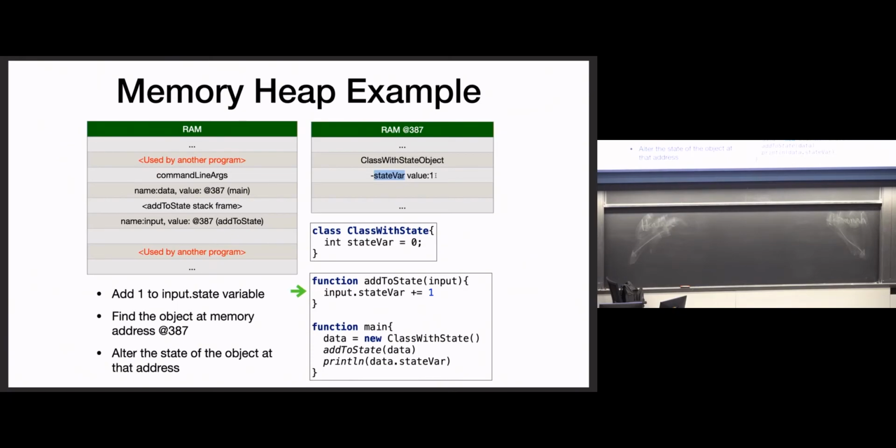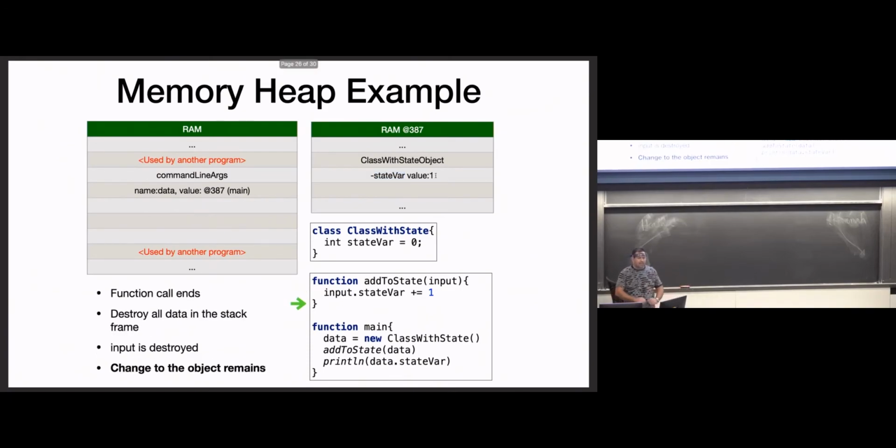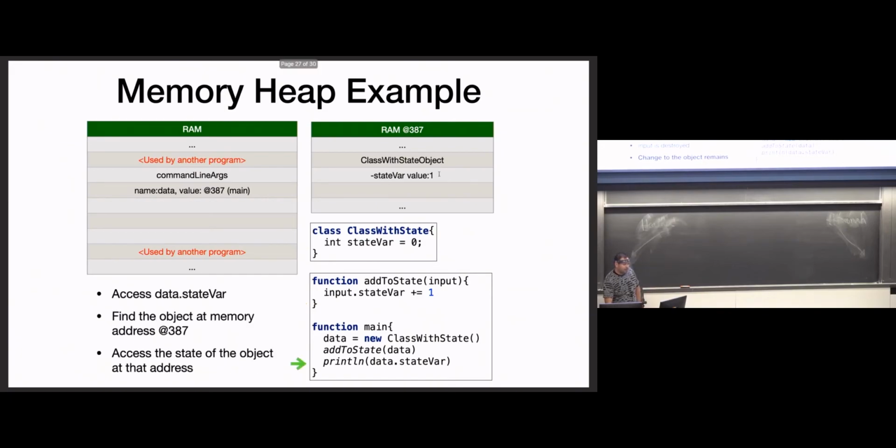So even though this function doesn't return anything, we did change the state of this object and therefore change the state of the program. The program is in a different state now after this function call. Even though that stack frame is gone, input is gone, in the meantime, we took input, followed its reference to heap space, and made a change. That change persists after the function call returns. And now when we say data.stateVar, data dot, follow your reference, find stateVar, guess what? That's 1 now, not 0.